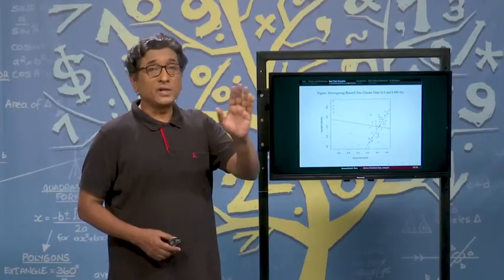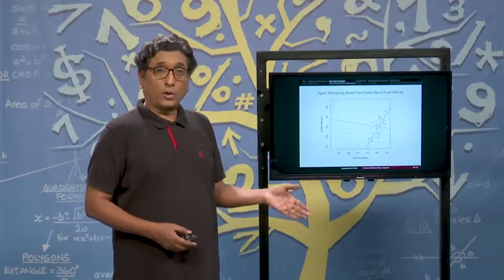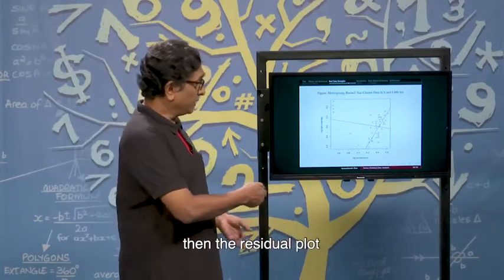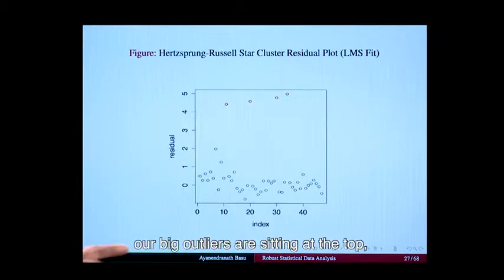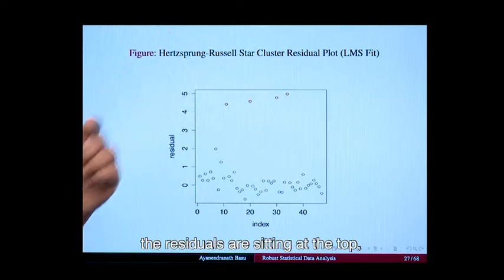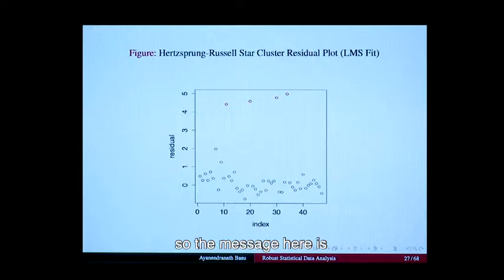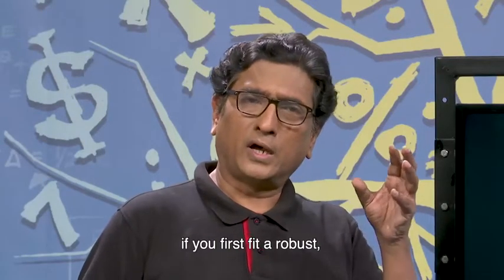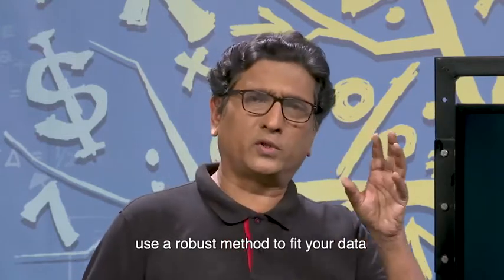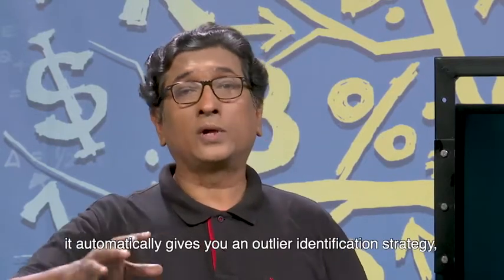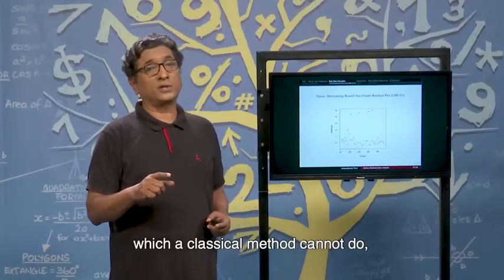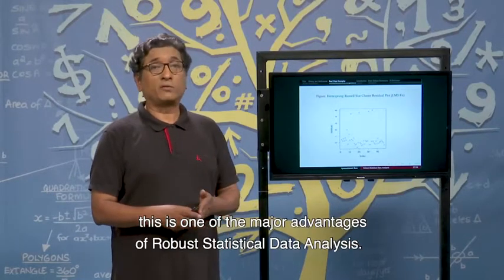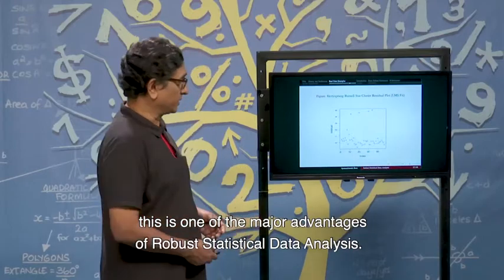So, what happens is, if you do a residual plot now on the basis of these observations, then the residual plot will look like this. And what do we see now? Our big outliers are sitting at the top, the residuals are sitting at the top. So, the message here is that if you first use a robust method to fit your data and then look at your residuals, it automatically gives you an outlier detection strategy, which a classical method cannot do. This is one of the major advantages of robust statistical data analysis.